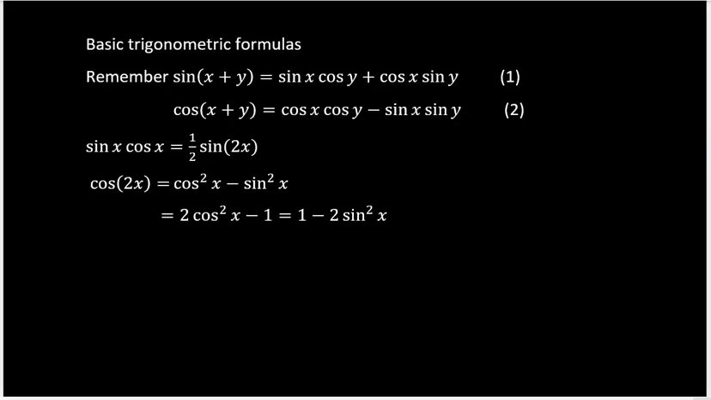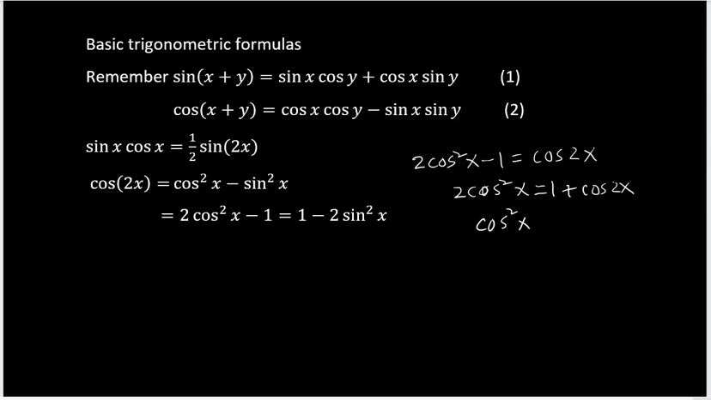Alright, now we see 2 cosine squared x minus 1 equals cosine 2x. So then you can say 2 cosine squared x is 1 plus cosine 2x, right? If you add 1 both sides. And then cosine squared x is 1 plus cosine 2x over 2.